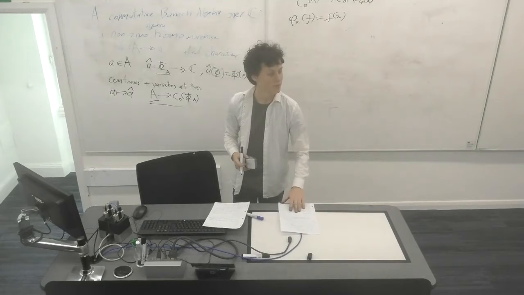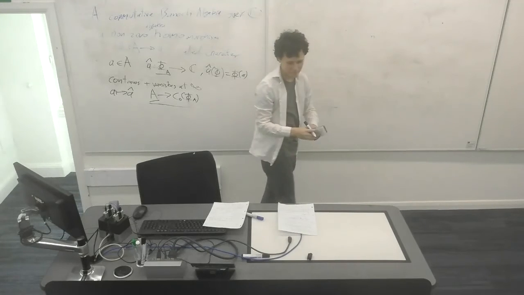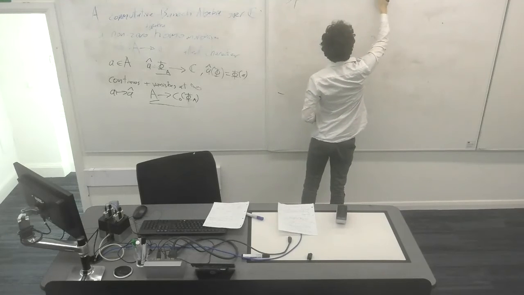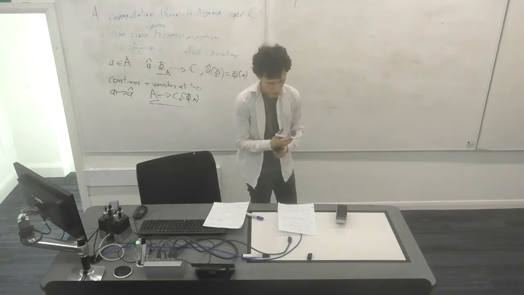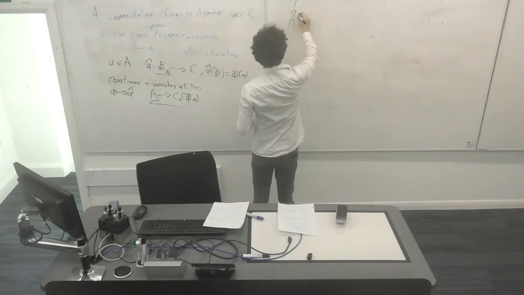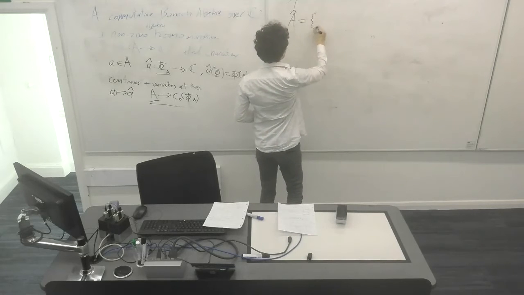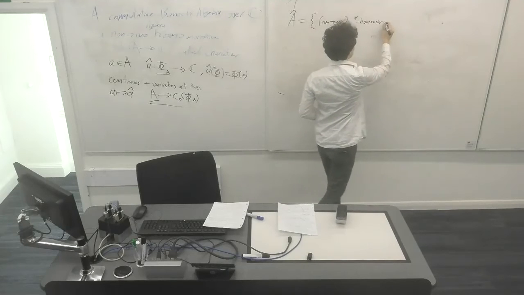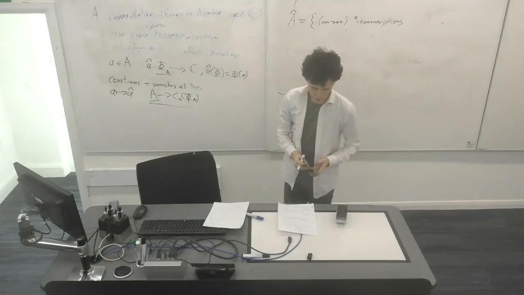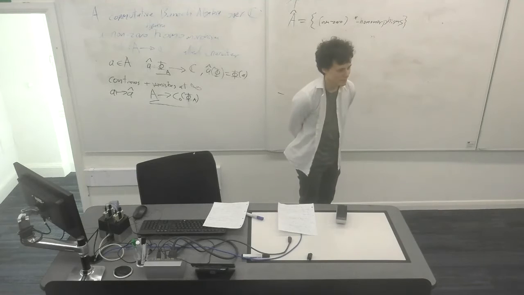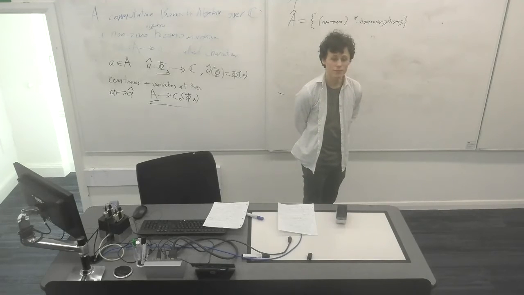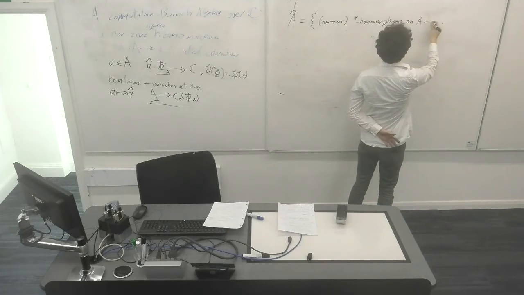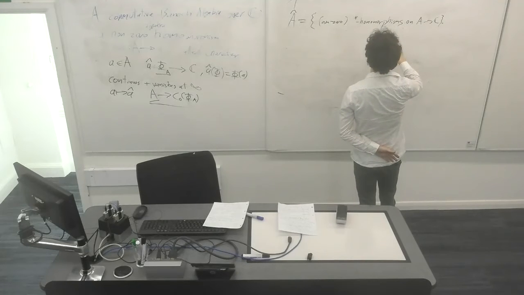Okay, let's go back to the spectrum. The spectrum of an algebra is defined as such: the spectrum, big A hat, equals the set of non-zero star homomorphisms on A, from A to C.